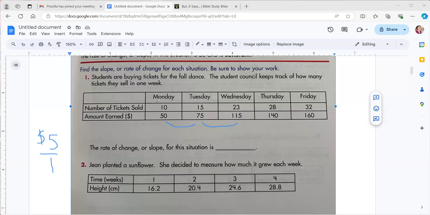For the unit rate, I'm going to imagine an extra box here and say, if it was only one ticket, how much would it cost? $5. And then I have to make sure that's consistent. Is it a ratio of 1 to 5 each time? This is a 1 to 5 ratio because I can simplify that. 15 over 75 is a 1 to 5 ratio because I can simplify that. So the rate of change is 5. See how that works?